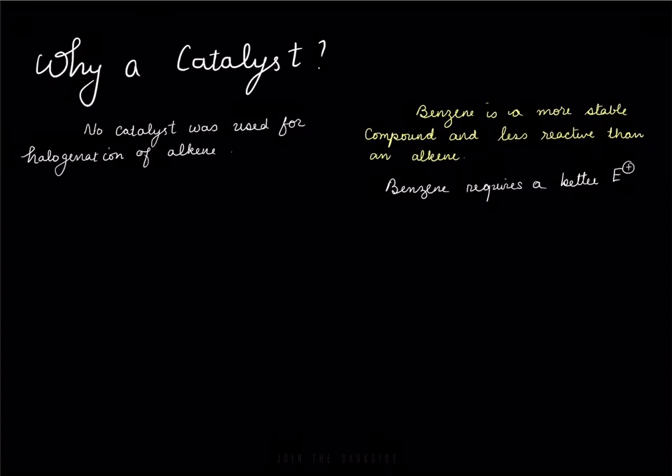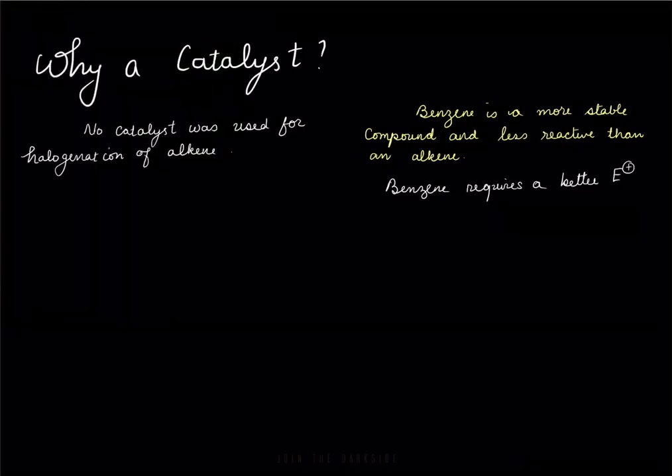Okay, now why is a catalyst required for the halogenation of benzene? So remember, when we did the halogenation of alkene, we did not use any catalyst for the electrophilic addition. But for the electrophilic aromatic substitution of benzene, we need a catalyst. That's because benzene is a more stable compound and therefore less reactive than an alkene. And that's the reason it requires a very good electrophile. And adding the Lewis acid catalyst is going to make the bromine or chlorine into a better electrophile.